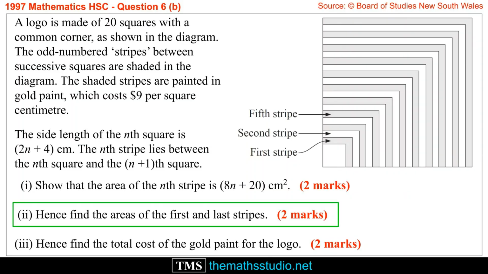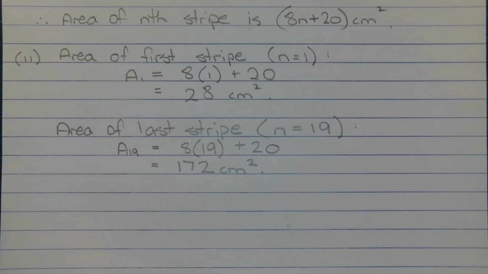Part 2. Hence find the areas of the first and last stripes. Given that there are 20 squares in the pattern, this means there are 19 stripes in between those 20 squares. So the value of n that corresponds to the first stripe is 1, and the value of n that corresponds to the last stripe is 19.